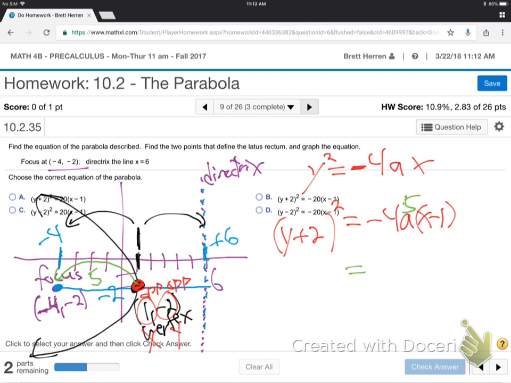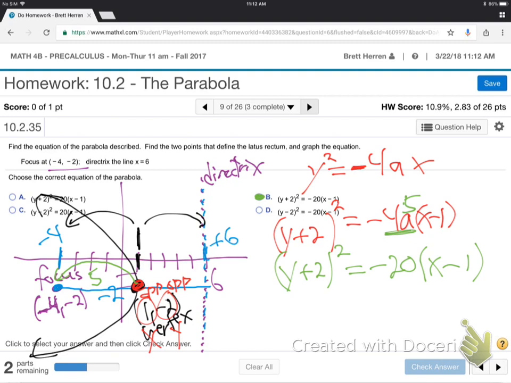So this will be -20 times (x - 1). (y + 2) squared. We see that? -4 times 5 is -20. Which answer is that? B? Looks like B. Am I missing something? Yeah, it's B.